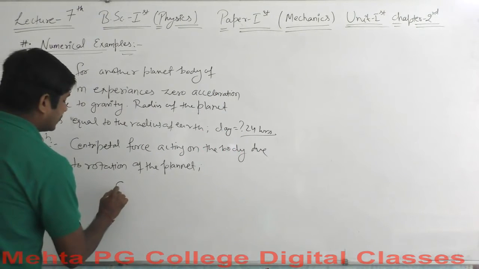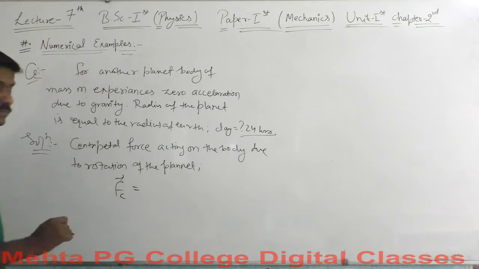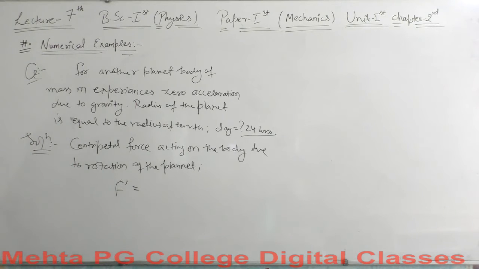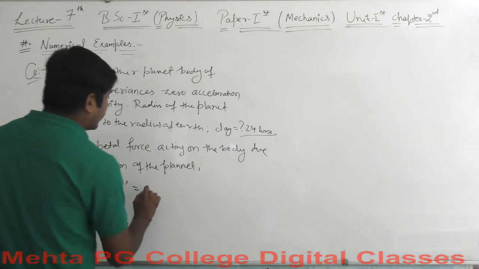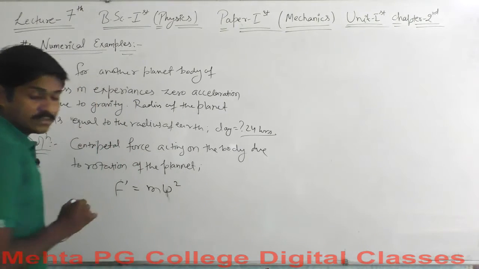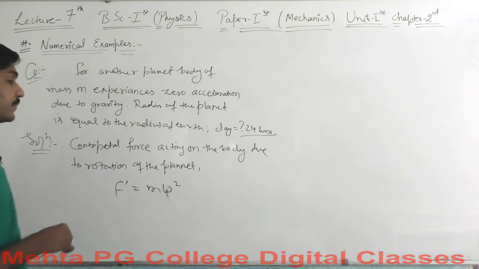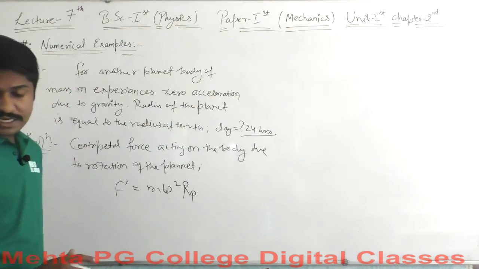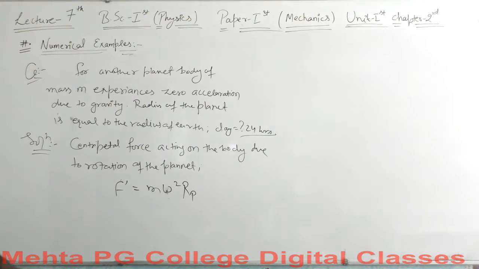Let's say this is F dash, because Fc represents the Coriolis force. We are talking only about F dash, the centripetal force. That will be equal to m omega square Rp. Rp is the radius of the planet, and it has also been said that omega here is about the equator, whose radius is the same as the radius of Earth.